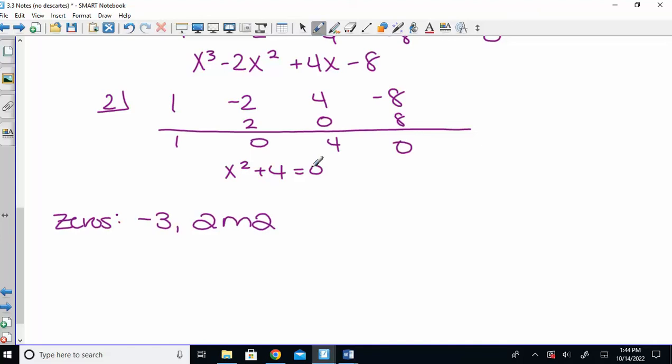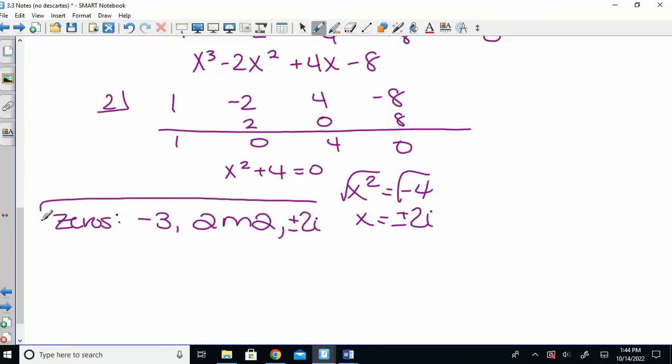If you want the other ones, what if we set this equal to 0? What would you do? When you take a square root, you do plus and minus. What is the square root of -4? 2i. We can't tell those imaginaries from the graph. But those are the final 2 zeros, positive and negative 2i. My 5 zeros. So the factored form.